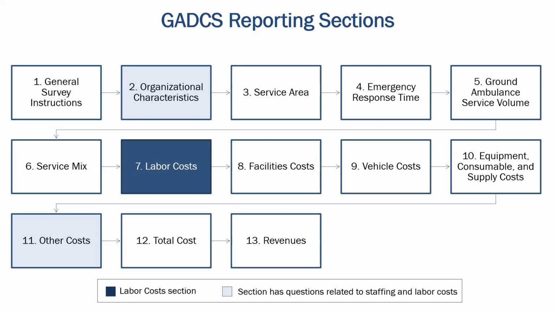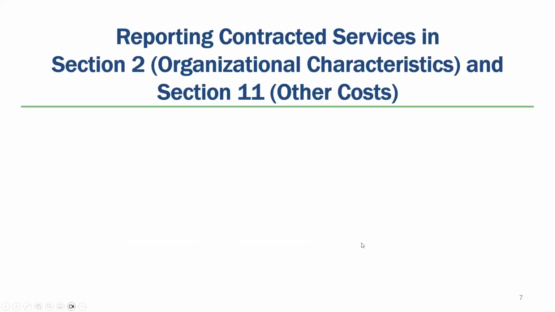You'll see 3 of the 13 sections are highlighted in this schematic. The one in dark blue is section 7, where we'll be focusing mostly today. The other 2 in light blue, though, sections 2 and 11, come into play when you're thinking about the scope of the information you need to report in the GADCS in section 7 and elsewhere, like in section 11. So we'll start off covering sections 2 and 11 to give a sense of the scope for labor-related questions in section 2 and section 11.